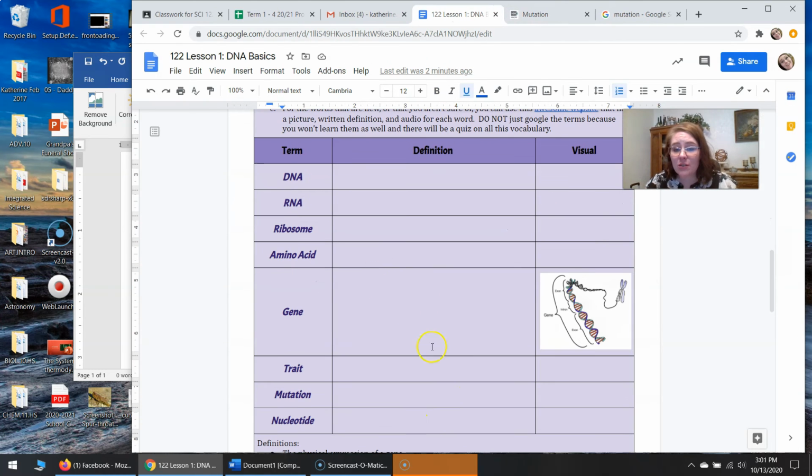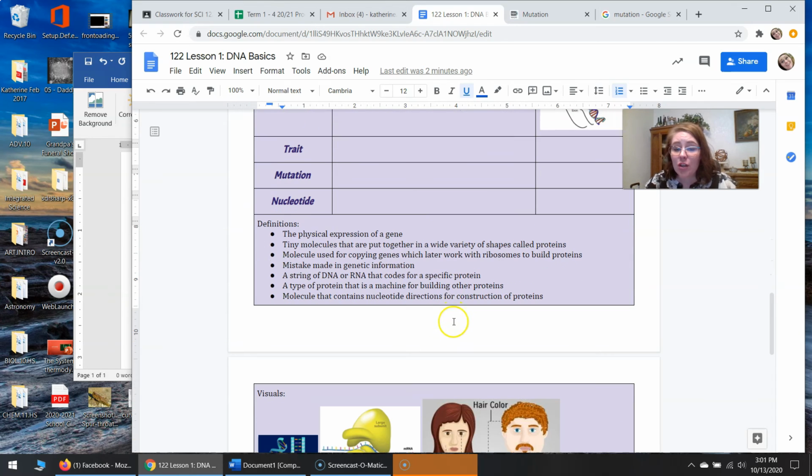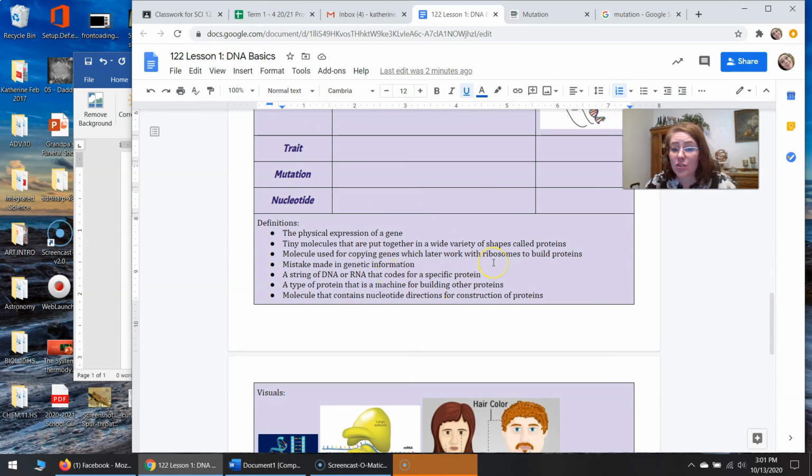So that's what you're going to do to fill this out, is use the website. Do not just Google DNA and copy and paste what Google says. You may not do that. You have to use these definitions. So you're going to have to figure out how I've reworded them.